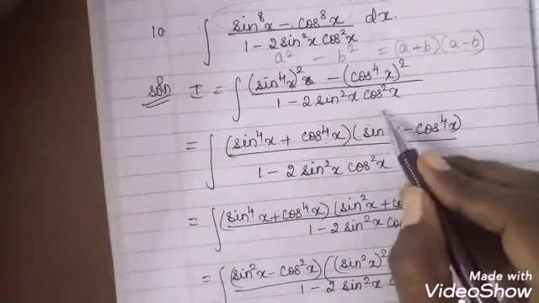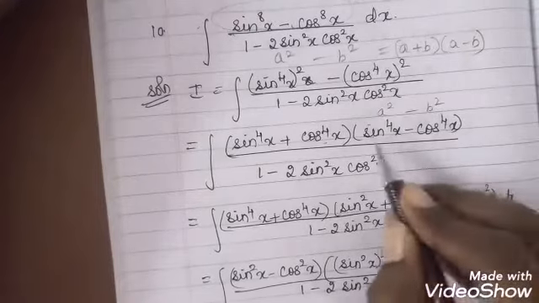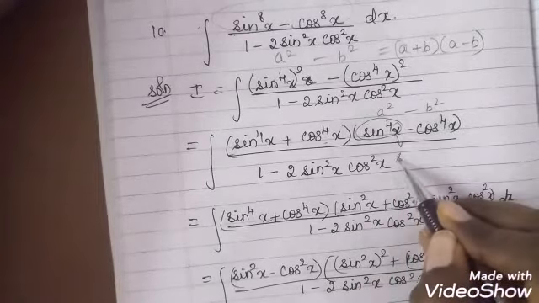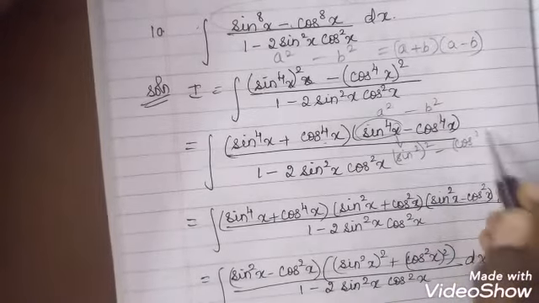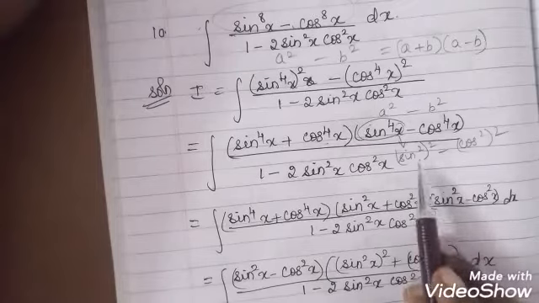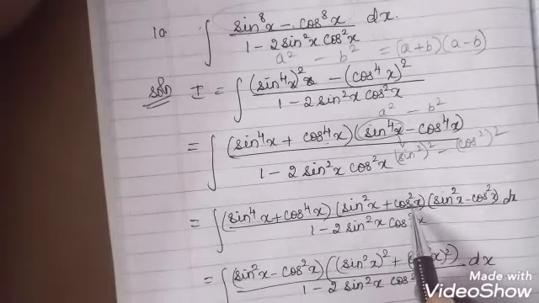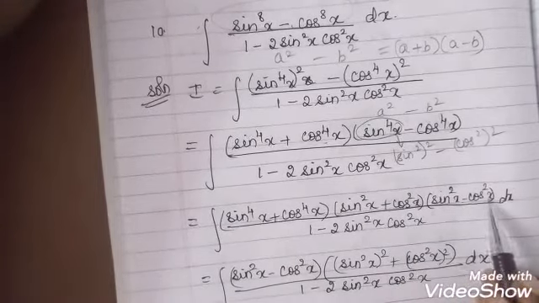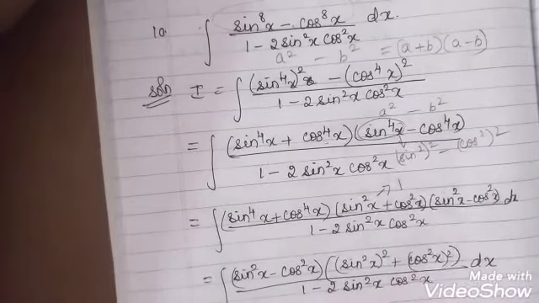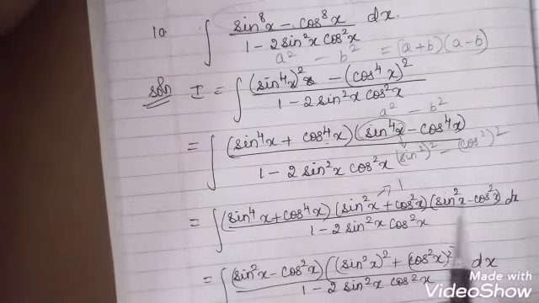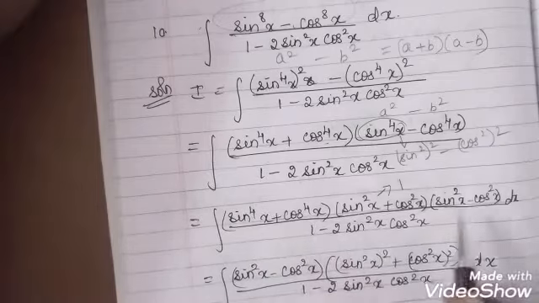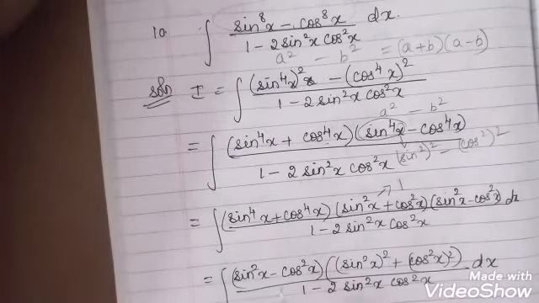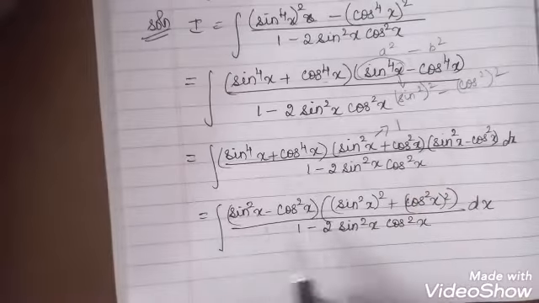Here again I can apply a squared minus b squared, because I can write this as sine squared x the whole squared minus cos squared x the whole squared. So again, your a will be sine squared x plus cos squared x into sine squared x minus cos squared x. What is sine squared x plus cos squared x? It's nothing but equal to 1, so this goes off. So you're left only with sine power 4x plus cos power 4x into sine squared x minus cos squared x.